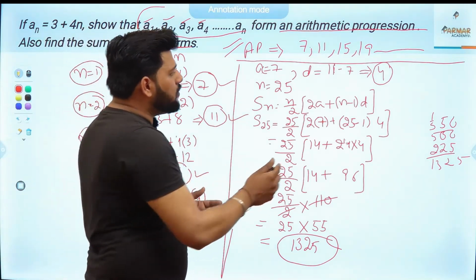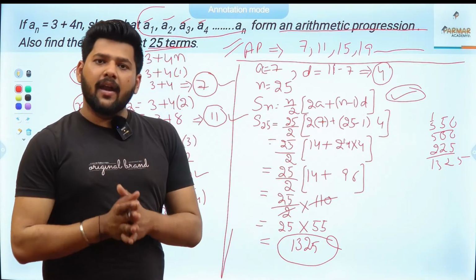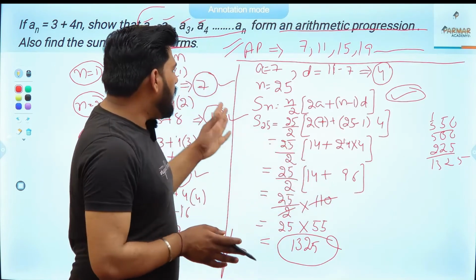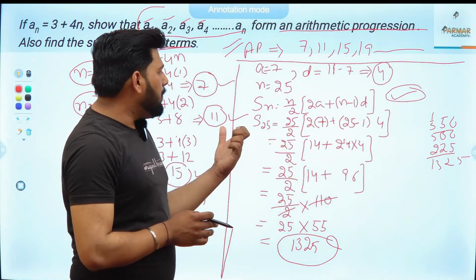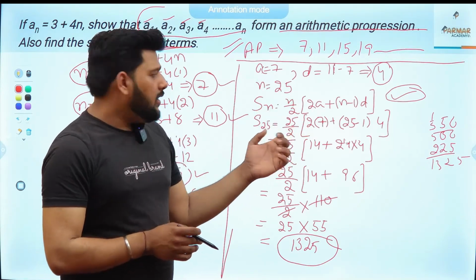So now again, using the formula to find the sum of an AP, that is Sn is equal to n upon 2 into 2a plus (n minus 1) times d. Now I can find the sum of 25 terms. So simply replace n by 25, a by 7, d by 4, and we will get the sum.